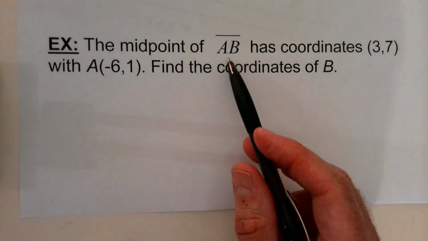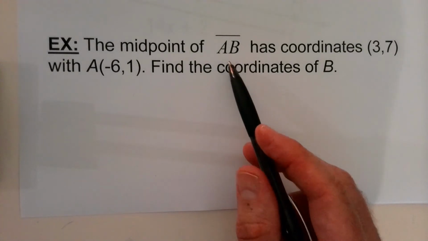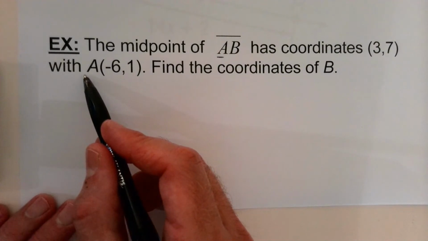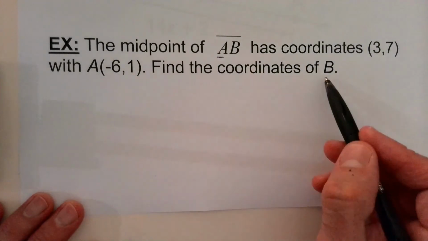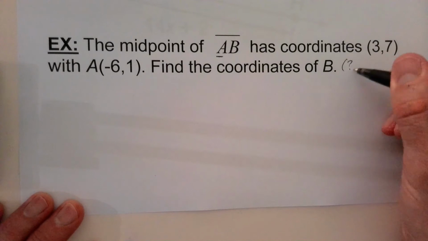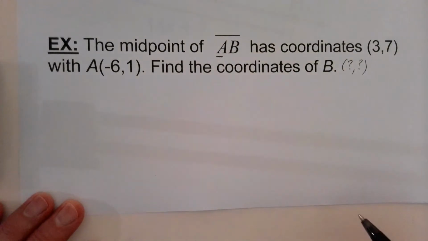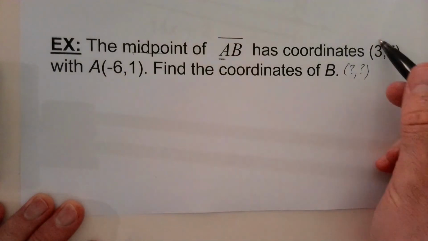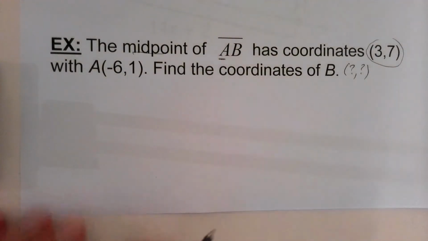So here I have a segment AB. I have the coordinates of A, but I don't have the coordinates of B. Uh-oh. Now, they told me that the midpoint has these coordinates. So this is a question where I'm going to have to work backwards.